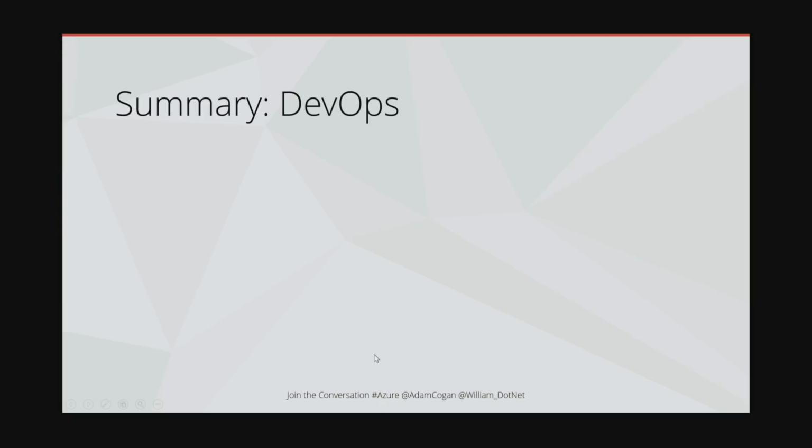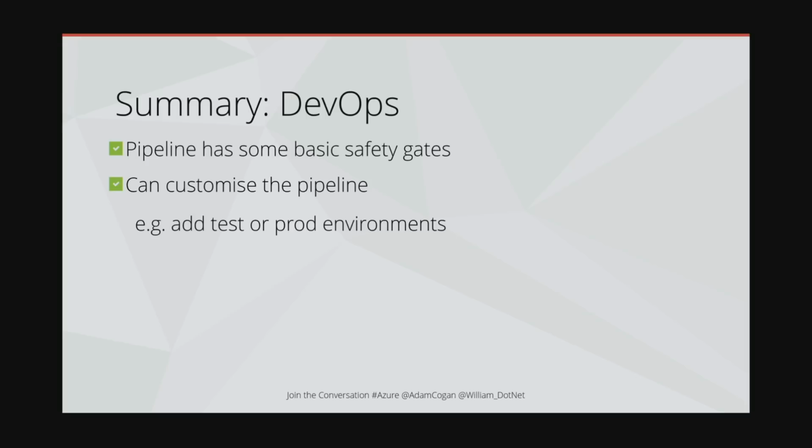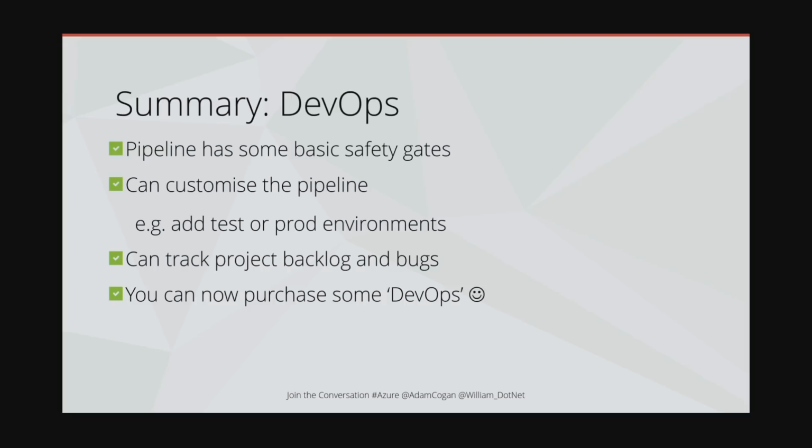So in summary, I think that was pretty awesome. The pipeline now has some basic safety gates. You can customize the pipeline as we just did. You can track the backlog and bugs. You can essentially now purchase some DevOps from Microsoft, which is kind of a joke, because a lot of the industry didn't like Microsoft using the word DevOps because it's a generic thing, but now it's a tool.